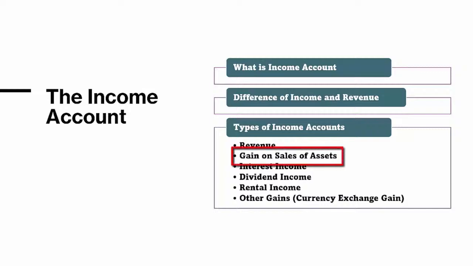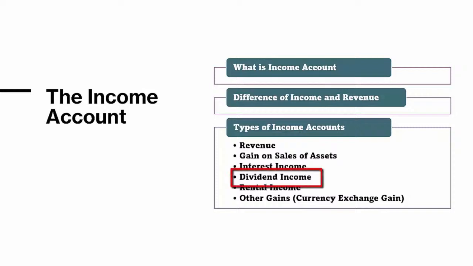1. Gain on sale of assets. When a business sells assets like equipment, vehicles, or buildings for a profit, it records the profit as a gain rather than revenue. For example, if a company sells an old delivery van for more than its book value, the extra amount earned over its value is a gain on sale of assets. 2. Interest income. When a business earns interest from investments, such as money held in savings accounts or from lending money to others, this is recorded as interest income. This income is separate from core business revenue.